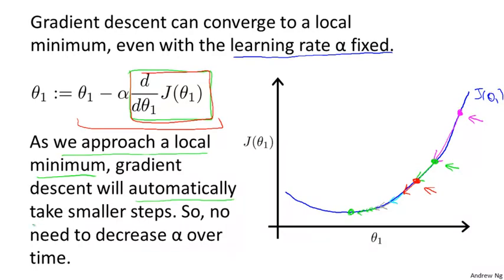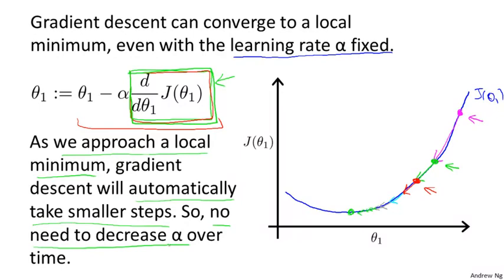So just to recap, in gradient descent, as we approach a local minimum, gradient descent will automatically take smaller steps. And that's because as we approach the local minimum, by definition the local minimum is when this derivative is equal to 0. So as we approach the local minimum, this derivative term will automatically get smaller, and so gradient descent will automatically take smaller steps. So this is what gradient descent looks like, and so there's actually no need to decrease alpha over time.